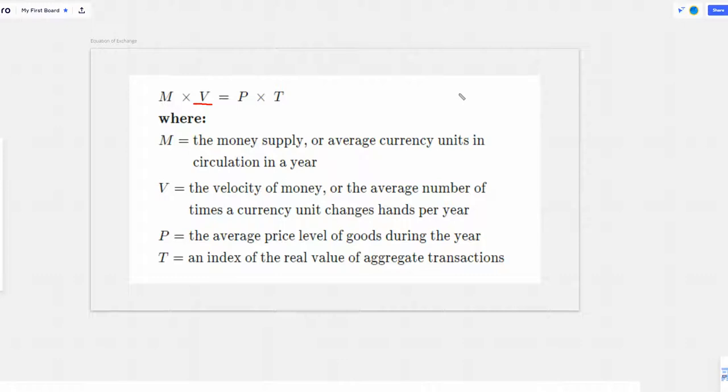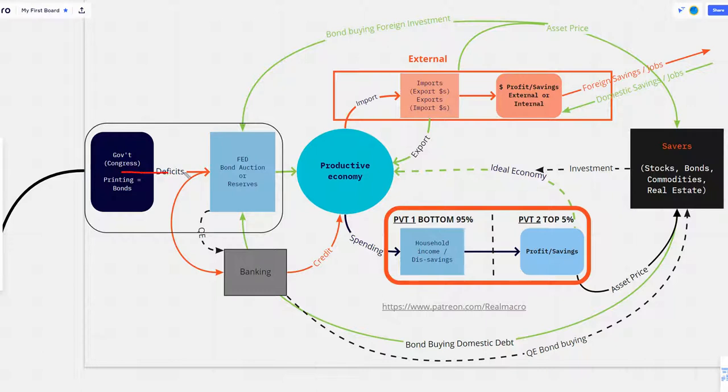Why isn't there a velocity? Because that money is being sucked out of the productive economy into profit savings. And that is what causes asset price inflation, right? Stocks, bonds, and so forth, right? They go up exponentially. So again, when the government deficit spends into the productive economy, it goes through the household income to savings, and then it goes into profit savings, to these large corporations. And then they suck money out because they're not going to spend it. They're net savers, right? And then it goes into stocks, bonds, commodities, real estate, and so forth. And that's exactly what we've been observing.